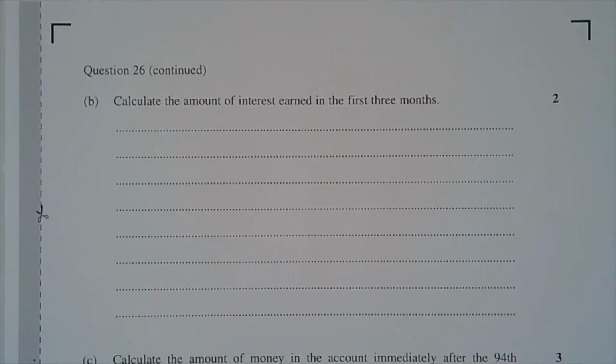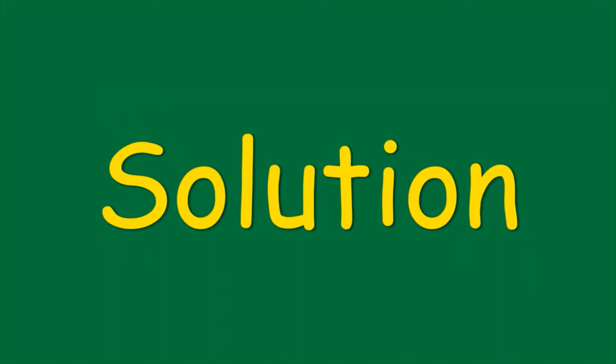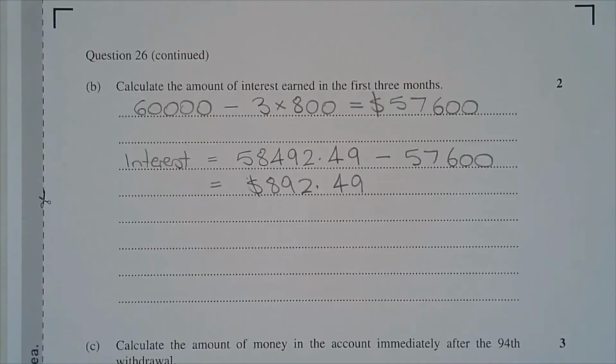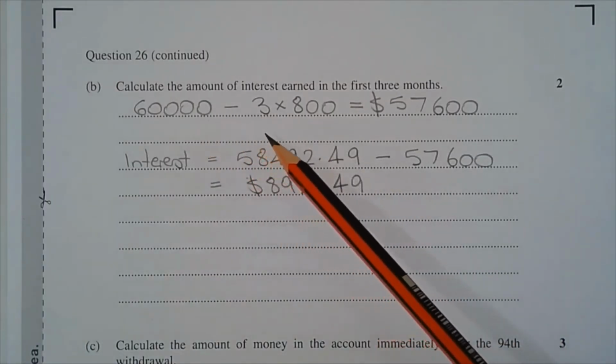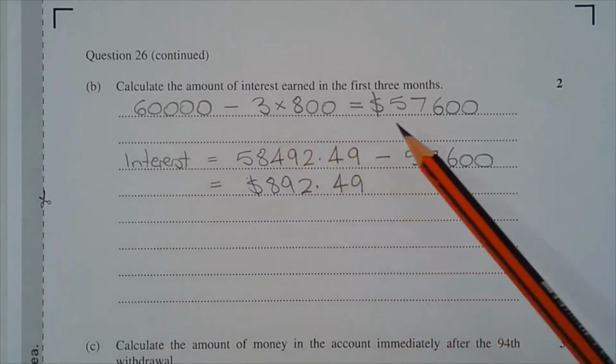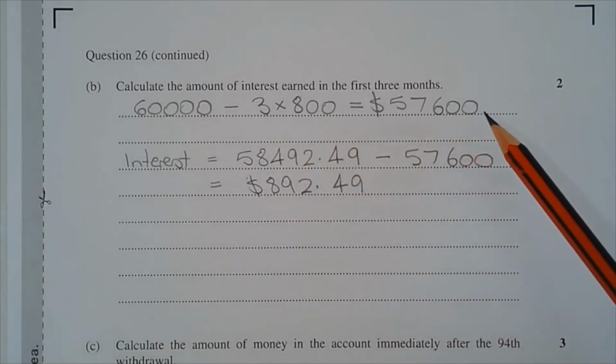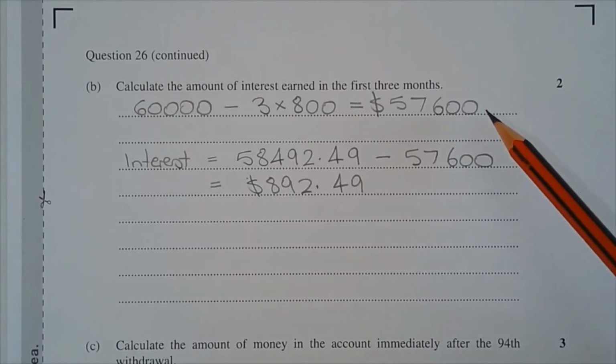Part B. Calculate the amount of interest earned in the first 3 months. Assuming no interest is paid, the amount of money in the account immediately after the third withdrawal is given by 60,000 minus 3 multiplied by 800, which equals $57,600. But interest was paid.